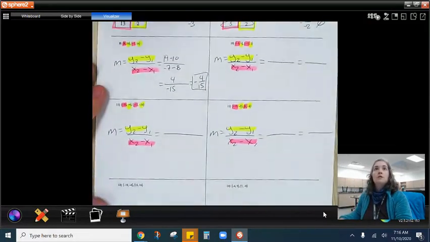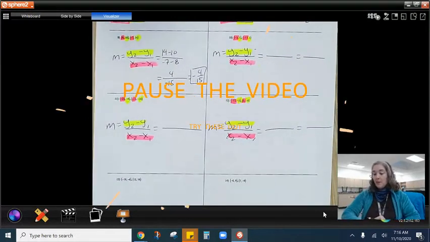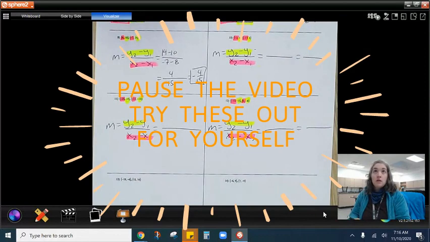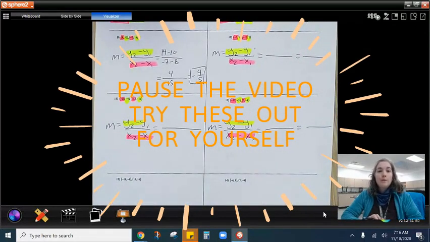All right, there are 5 more on this page. I want you to try the next 5. Okay, try the next 5. And then use my notes. Actually, we'll go over these 3 together for sure, but I want you to try these 2 down here all on your own. No help, no color coding.